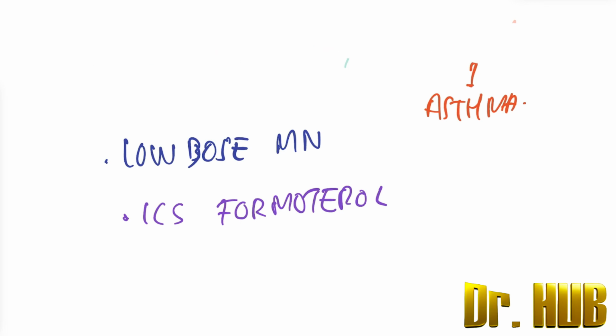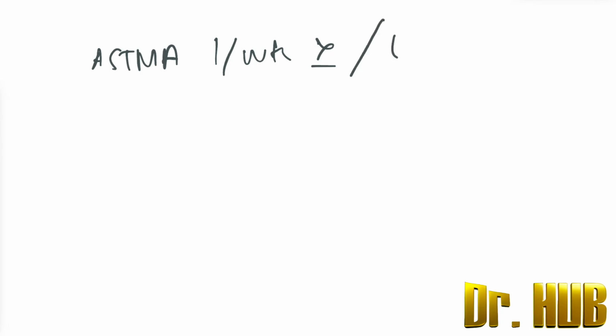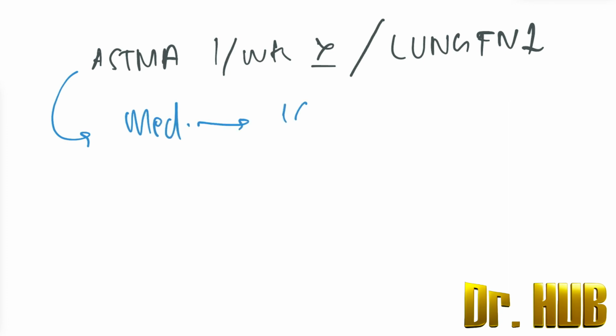The next one will be daily symptoms or waking up with asthma once a week or more, and there is low lung function. So how do you manage here? There's a medium dose maintenance. Medium dose maintenance of ICS formoterol is used.